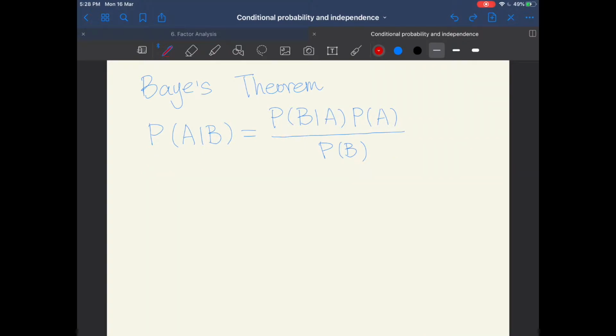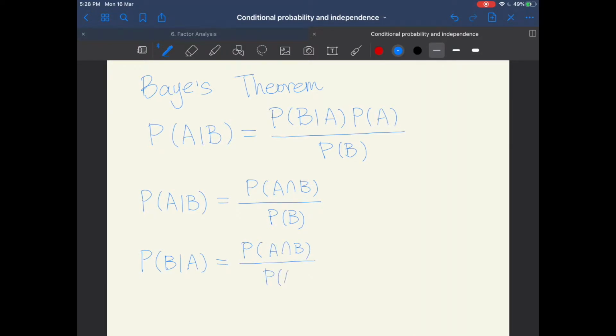So why does it make sense? Well, we can look at the definition of conditional probability. That is, conditional probability of A given B is actually probability of A intersect B divided by probability of B. Look at it the other way around. The conditional probability of B given A is actually also the probability of A intersect B. However, this time you divide it by probability of A.